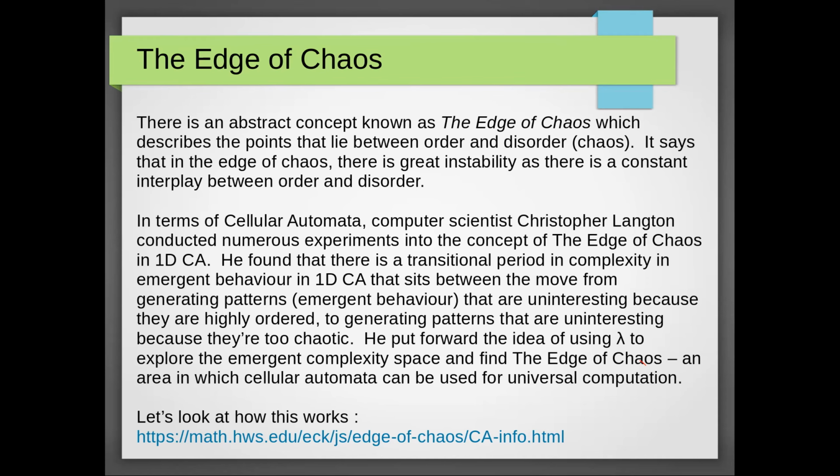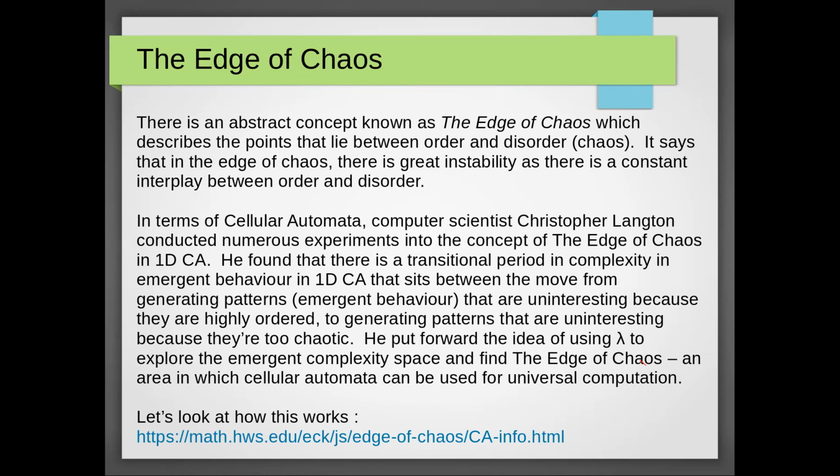And he was the one that put forward the idea of using lambda to explore the space between those two things and find this edge of chaos, where you've got cellular automata that generate rules producing emergent behavior, with a constant interplay between order and disorder. That's known as the edge of chaos. And it turns out that's quite important because cellular automata at the edge of chaos can be used for universal computation. So from a mathematical computational perspective, it's really important.